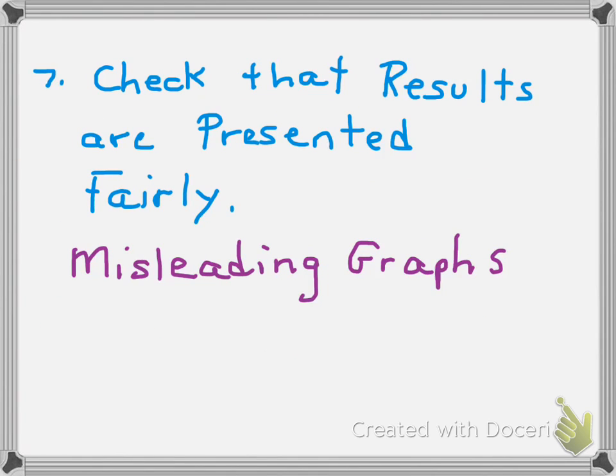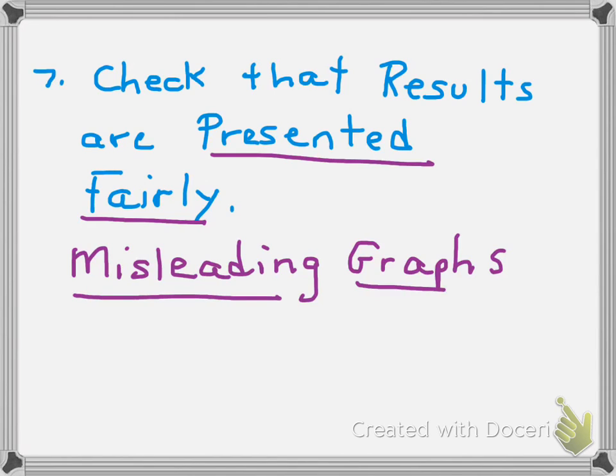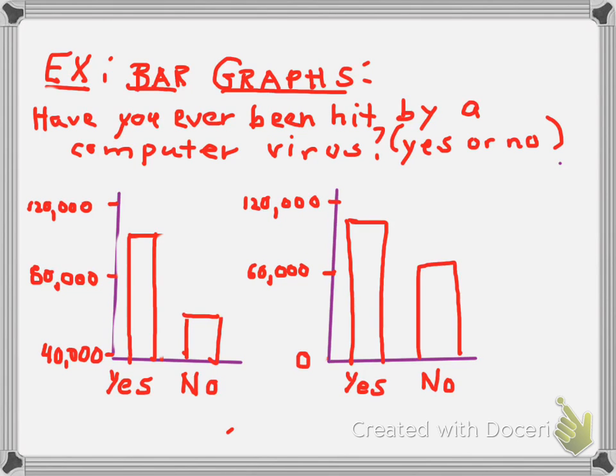The seventh guideline in evaluating a statistical study is to check that the results are presented fairly. And presented fairly, what we're going to look at in this section is misleading graphs. A good example of number 7, where results are not presented fairly, is in this misleading graph.